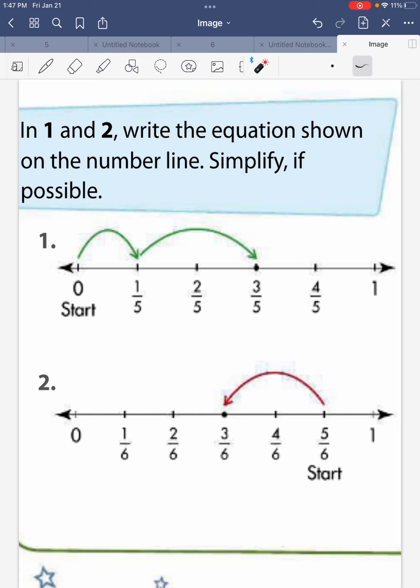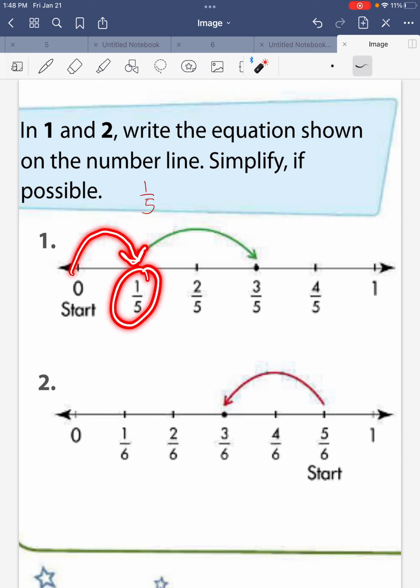Okay, so it's very important, remember, if it's going to your right, this is adding, okay, because we're going forward. This is adding. So it says that they start at 0, okay, and they go to 1/5. So I'm just going to write it up here. They go to 1/5, okay? Because they start at 0 and their arrow is pointing here.